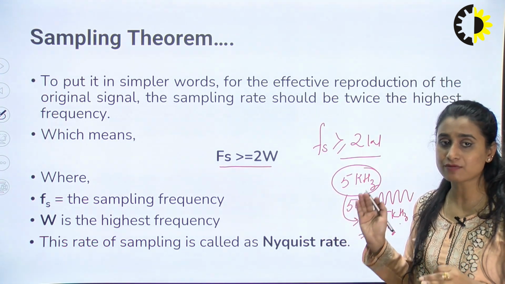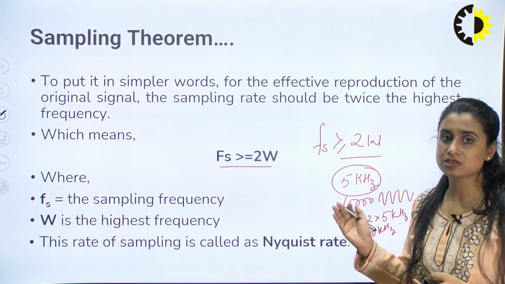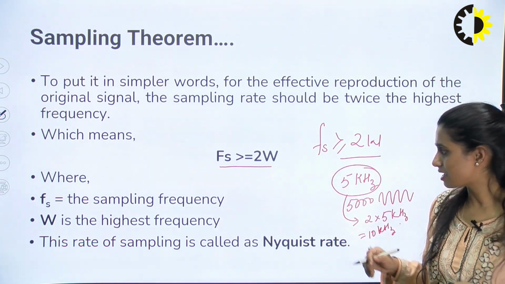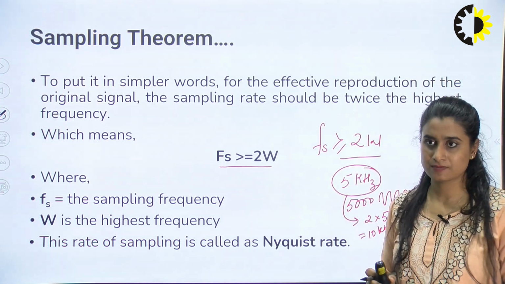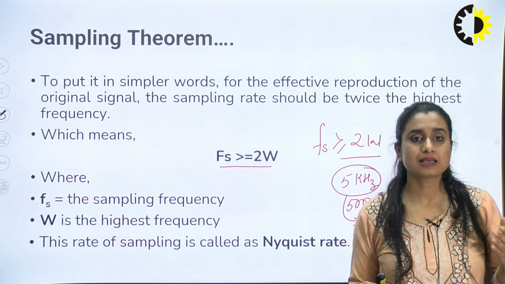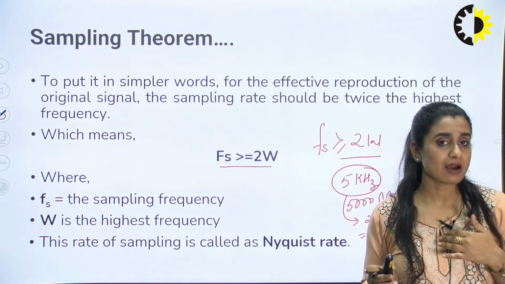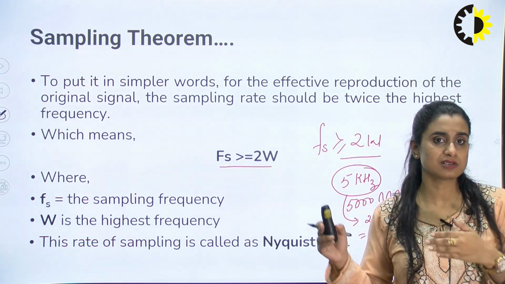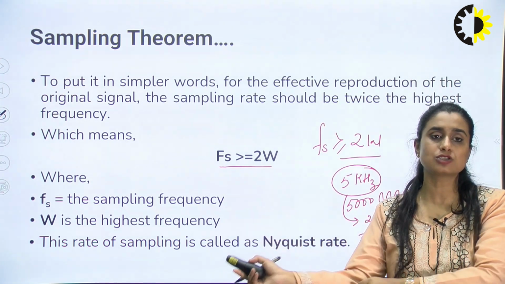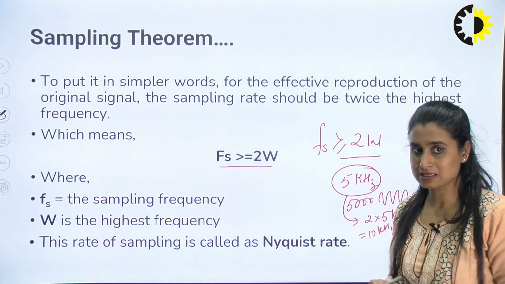I have to sample it at a rate which is at least twice the maximum frequency content of my message. So I have taken this example. If I have a message signal of 5 kilohertz, that means it has 5,000 cycles per second. For such a signal, I have to sample it at least at 10 kilohertz sampling frequency. That is, I have to take minimum 10,000 samples per second. Then that signal will be represented accurately and I'll be able to reconstruct back my signal accurately. This is what the sampling theorem says.